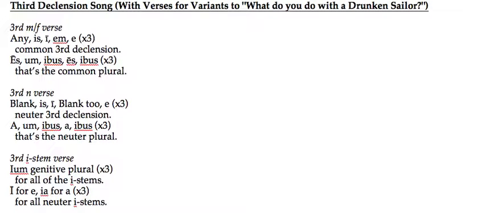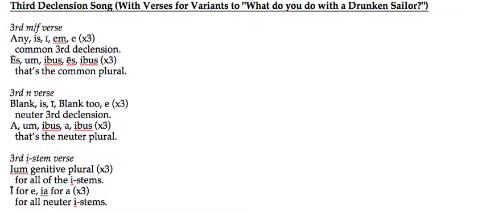Okay, this is the third Declension song. It's one of my favorites. I composed this one to the tune of What Do You Do with a Drunken Sailor? And it has three verses. There's the first verse, which is third masculine and feminine, or also known as common declension, and then the third neuter verse, and then the last verse is for third I stem, and it just tells you the cases which are different for an I stem noun or an adjective if you're doing adjectives.